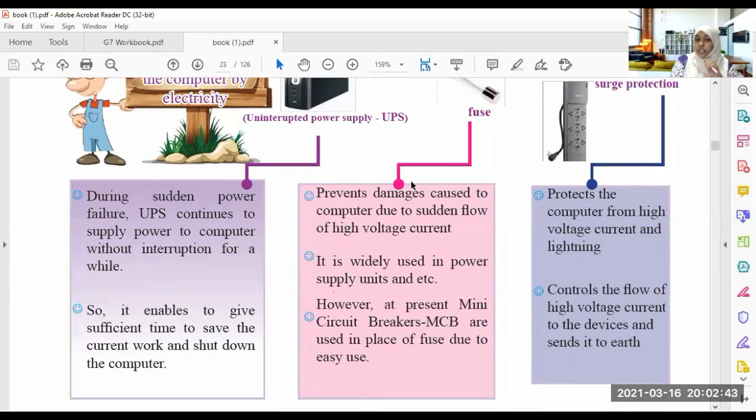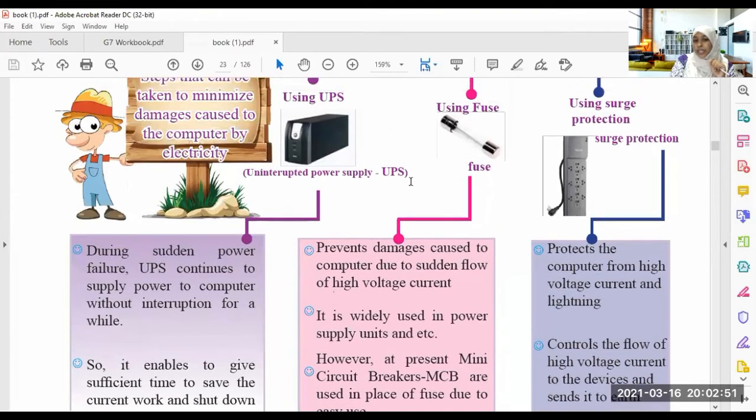However, at present, miniature circuit breakers, MCB, are used in place of fuses due to easy use. So instead of these fuses, nowadays they are using the MCB. I will show you an MCB.